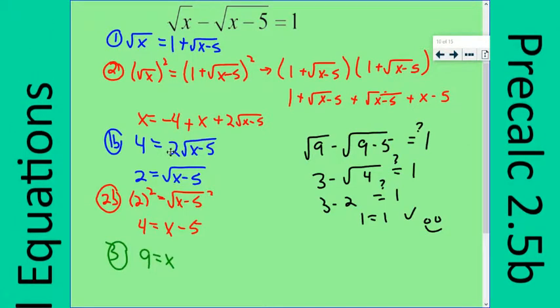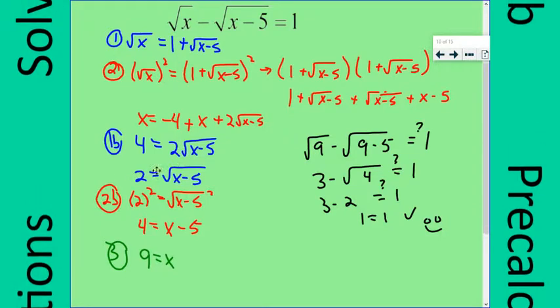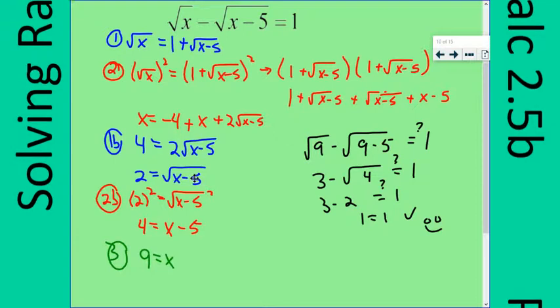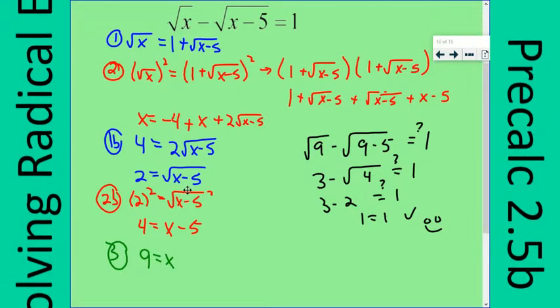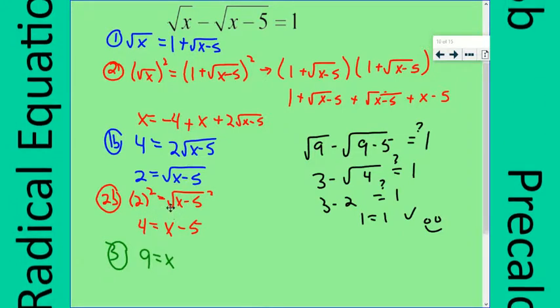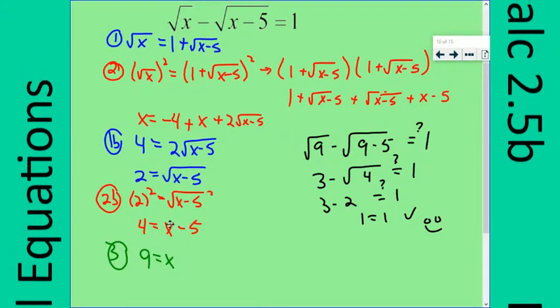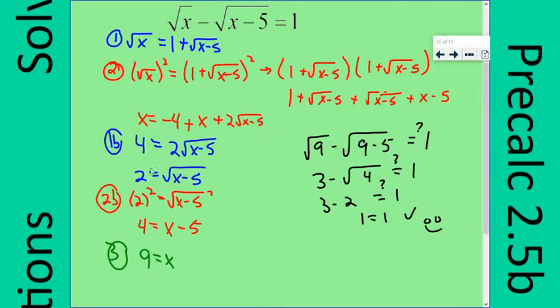Go me. So then, with this 4, we wanted to get rid of this 2, so we needed to divide both sides by 2 to get square root of x minus 5 by itself. So then we use the principle of powers again, so 2 squared, and then square root of x minus 5 squared. 2 squared gives us 4, and then square root of x minus 5 squared gives us x minus 5. Once we have that, we now no longer have any square roots, so we don't need to circle back up a third or fourth time.